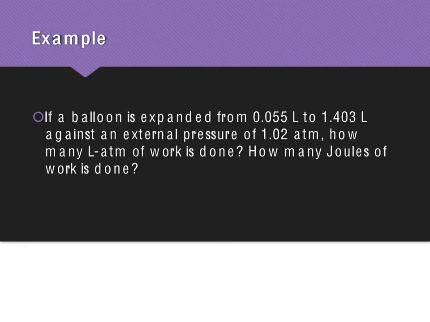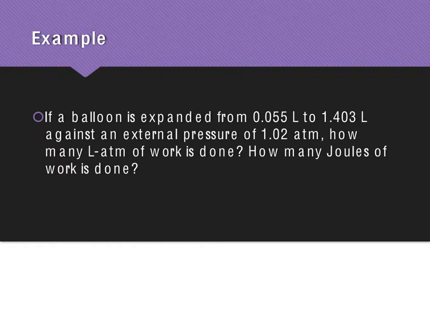All right, let's do a practice example. If a balloon is expanded from 0.055 liters to 1.403 liters against an external pressure of 1.02 ATMs, how many liter ATM of work is done? I know we talked about pistons, but this is also the type of work you've got when you're blowing up a balloon. It's starting pretty small, you're trying to inflate it, and the outside pressure is basically 1 ATM, a little bit more, let's say you're below sea level. So how many liter ATM of work is done? And then we're also going to figure out how many joules of work is done.